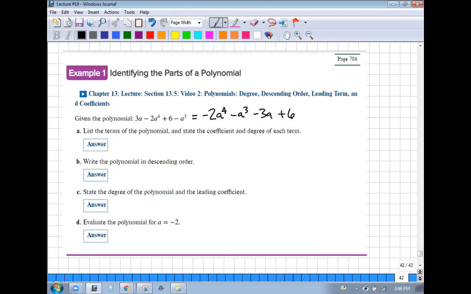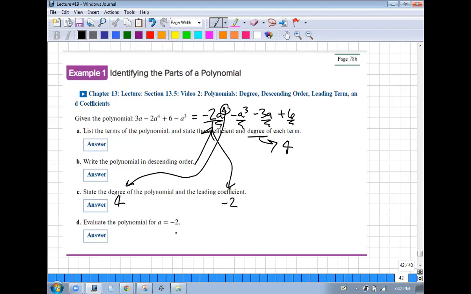All right. So the degree here, the degree is 4. It's the highest power. So the coefficient for that term is -2. The coefficient for this term is a -1. This one is a -3, and this one is 6. All right, so here's each of the terms. All right, this is it in descending order. The degree is 4. It's the highest power. The leading coefficient is a -2.